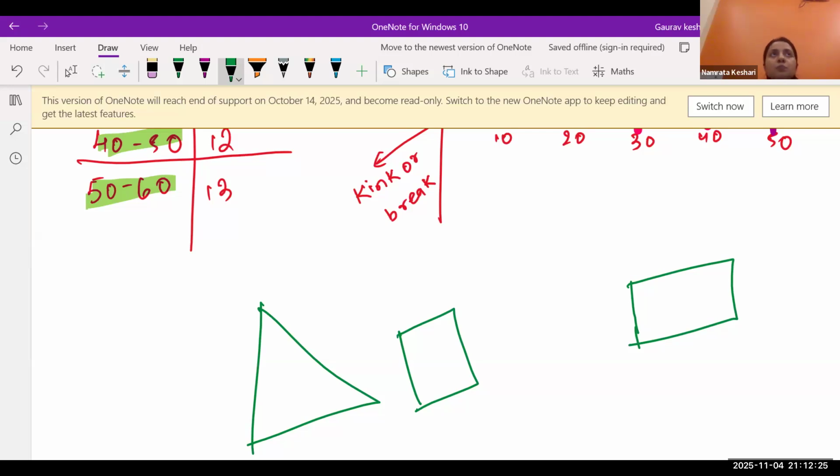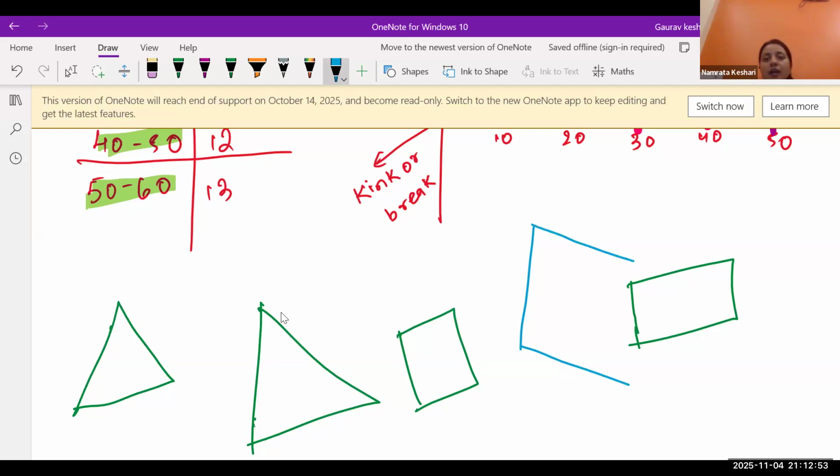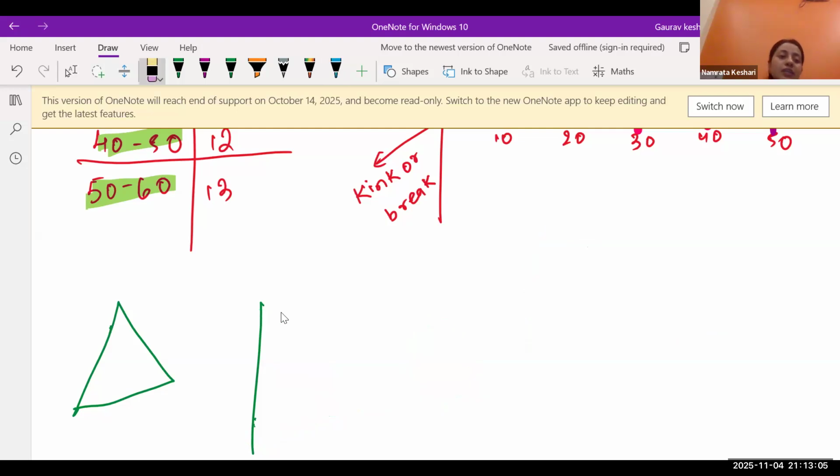So polygon means such a shape which is made up of line segments, straight lines, and is bounded as well. Bounded means it's completely covered from all directions. I cannot draw a few straight lines like that and just leave it, and say it's a polygon, because it has to be a bounded figure. Making sense? Yes.